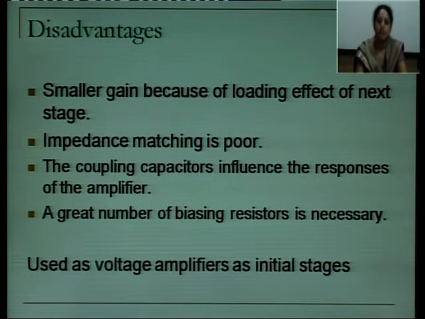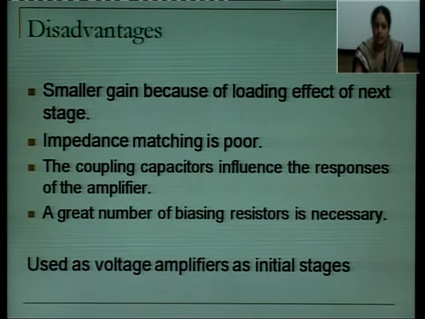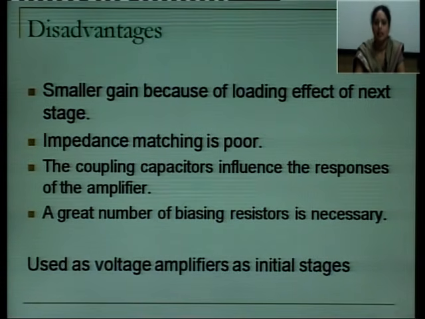Now, coming to the disadvantages of your RC coupled multi-stage amplifier, the gain is smaller because of the loading effect of the next stage. The impedance matching is poor in case of your RC coupled multi-stage amplifier. Impedance matching can be simply understood by a basic principle that the signal that is provided at the input is equal to the signal that is at the output, that is P in is equal to P out. But in case of your multi-stage RC coupled amplifier, it is not. So, impedance matching is poor.